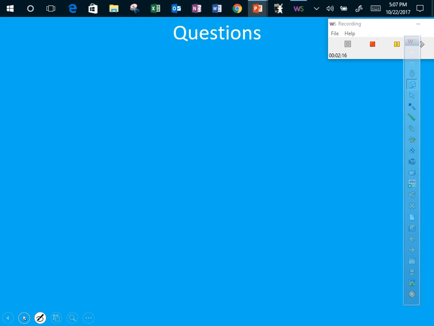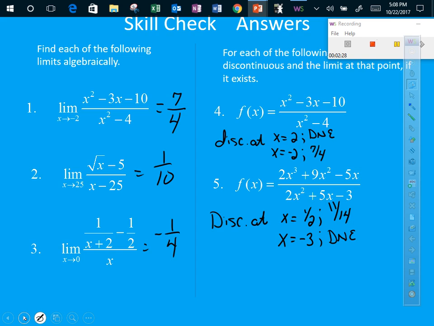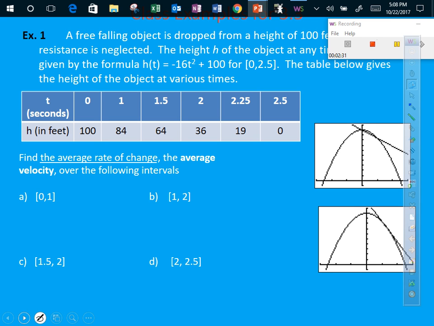So right there is the skill check if you wanted to pause the video. And then, of course, right after that I've already got the answers down for you. And that'll be what your quiz will look like next time. Answers, and I'll keep on going. Now, if you would, you're going to need your class examples. So pull those out. I may not do every problem on this because I don't want my video to get super long. But here goes on this one.